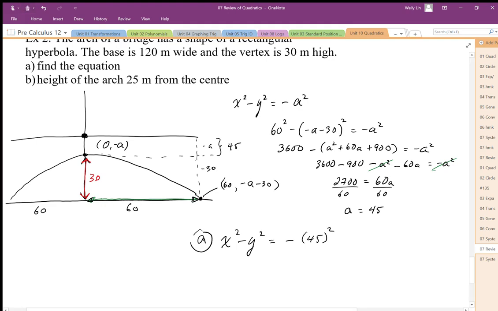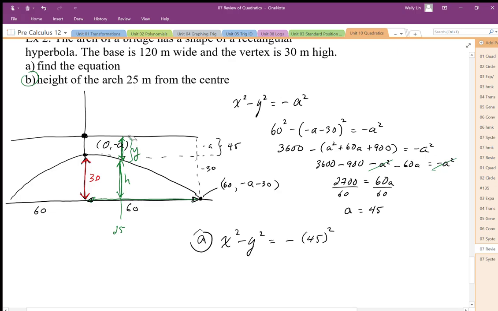Part B says find the height of the arch 25 meters from the center. So I want to know this height when x is 25. Well, the only thing that I have to worry about here is that because that's my x-axis, this distance from here to here actually represents my y value. Okay, so there's my y coordinate.